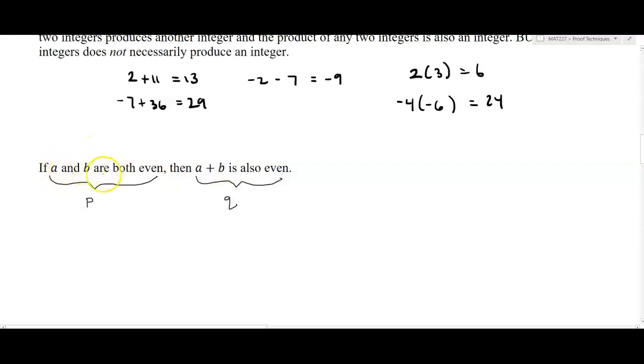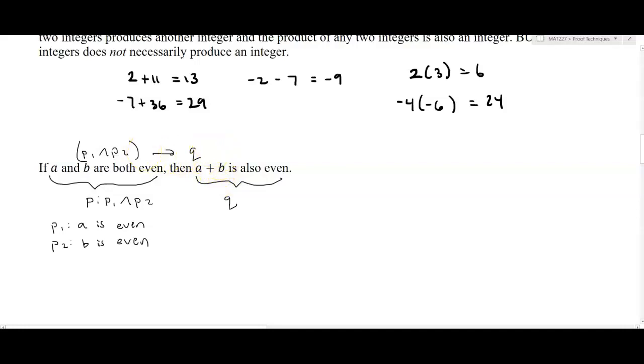Now you notice that statement P is a compound statement. We can define it as P1 and P2, where P1 is the statement A is even, and P2 is the statement B is even. So this basically means that if P1 and P2, then Q: A plus B is also even. Now A plus B is one number, so this is not two separate statements.